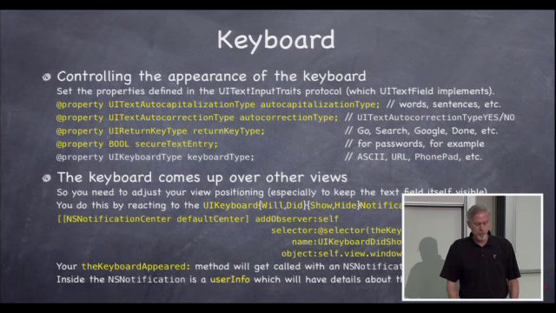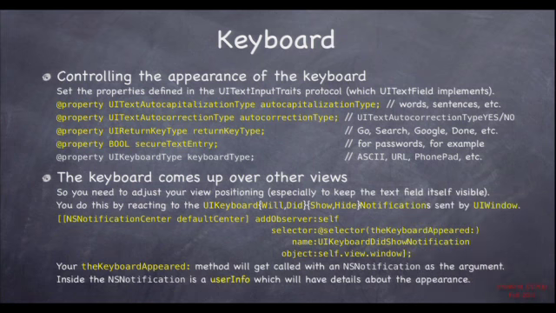One thing to notice is that the keyboard comes up from the bottom and it covers up views. It doesn't shrink them or move them out of the way. It covers them up. It is your responsibility to make sure that the text field that got the caret, that caused the keyboard to come up, is still going to be visible when the keyboard is done sliding in. Now, how do you do that?